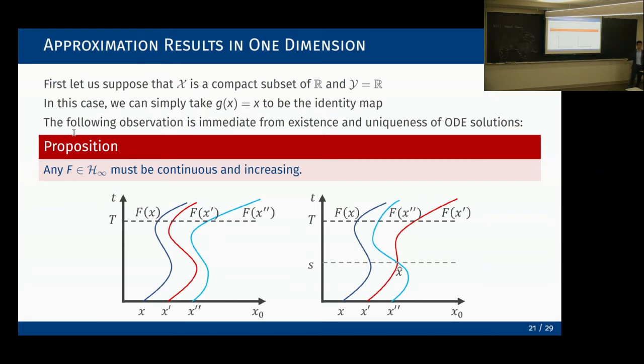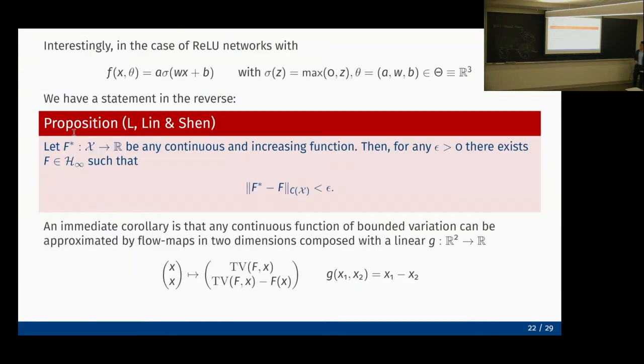Okay, so this is a well-known result in the ordinary differential equations literature. But what's interesting is the reverse. So what we can show is that if we consider ReLU networks, you can show that any continuous increasing function can actually be approximated using this dynamical system. So it is not very big, but it's big enough for all continuous and increasing functions.